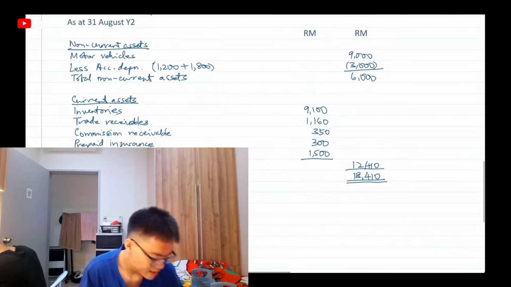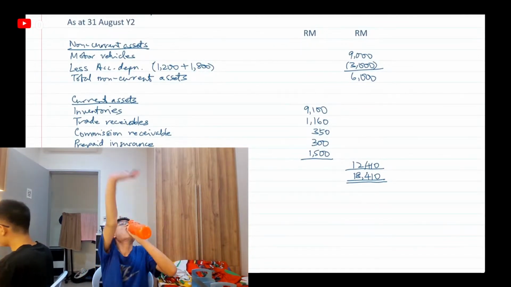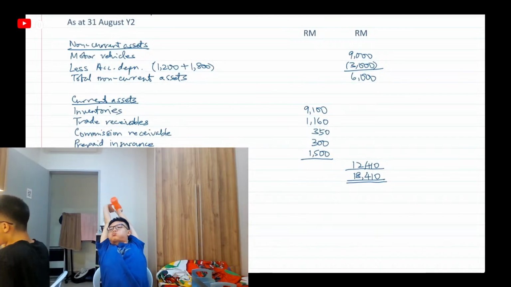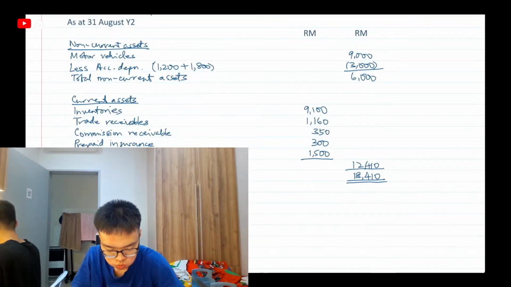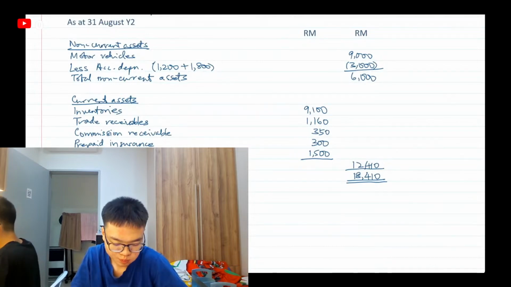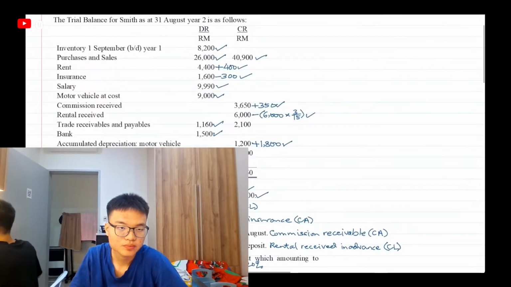After assets, we now list down our equity account. Equity. We're going to calculate our closing equity or ending capital. We start with capital at the beginning of the year, opening capital, which is capital as at 1 September, year 1. So this is our opening capital here. Capital at 1 September brought down, year 2.